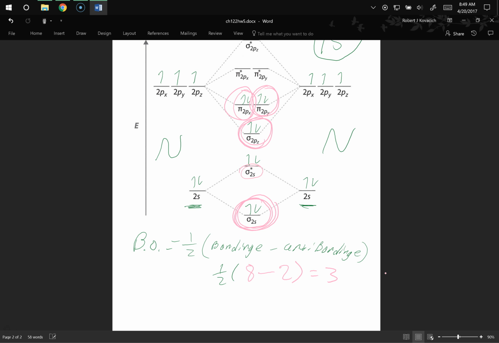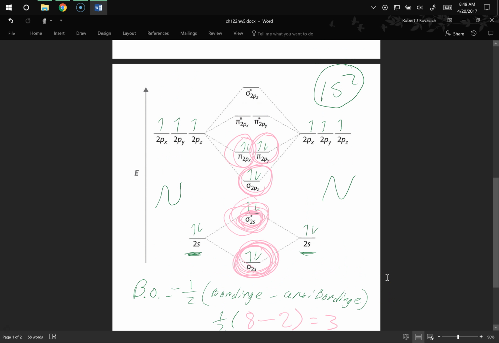See this sigma star? What's that mean? Antibonding. So what we're saying is basically these two electrons here get canceled out by these two electrons, so no bond gets formed with the 2s electrons. But then up top there are no antibonding electrons because these guys are the antibonding molecular orbitals and there are no electrons in there. So all the electrons in the 2p are bonding electrons.